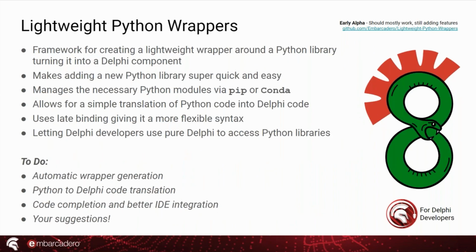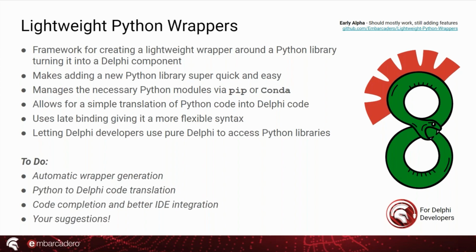So the next one is the lightweight Python wrappers. And this is kind of the basis that the data sciences library is built off of. It is a framework for making lightweight wrappers. Sorry, it is very self-descriptive. It is what it says on the tin. It takes a Python library and creates a lightweight wrapper on it, so you can just use it from Delphi.